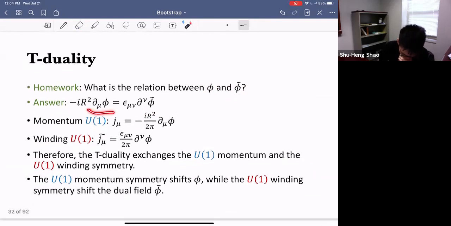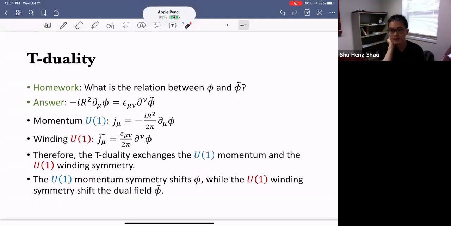And because of this relation, we see that the T-duality exchanges the momentum and the winding symmetry. Since we know U(1) momentum symmetry shifts phi, it follows that U(1) winding symmetry shifts the dual field phi tilde. And that hopefully demystifies this winding symmetry a little bit. Okay, I should stop here and I'll continue with the 1+1D free boson tomorrow. Thank you.